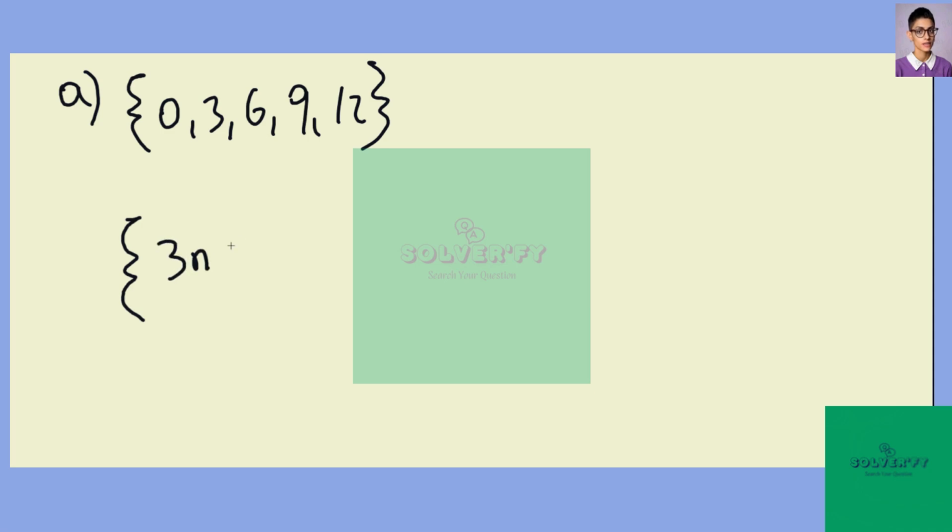This is the set of all multiples of 3. So 3n such that, so a straight line here, such that n is a natural number. So n an element of the natural numbers, where n is between 0 and 4, or 0 is less than or equal to n, which is less than or equal to 4.